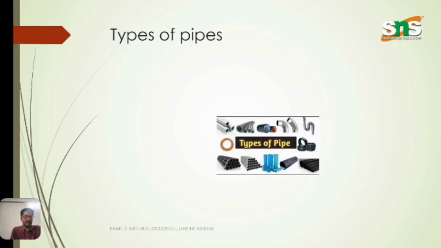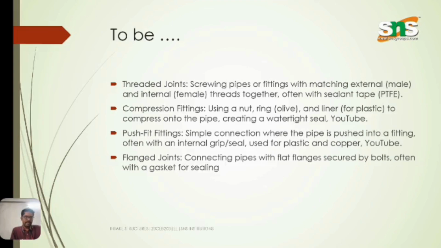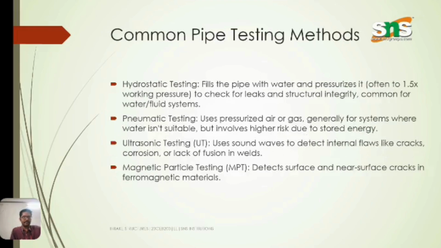Types of pipes. These are the different types of pipe joints based on structure: threaded joints, compression fittings, push fittings, and flanged joints.